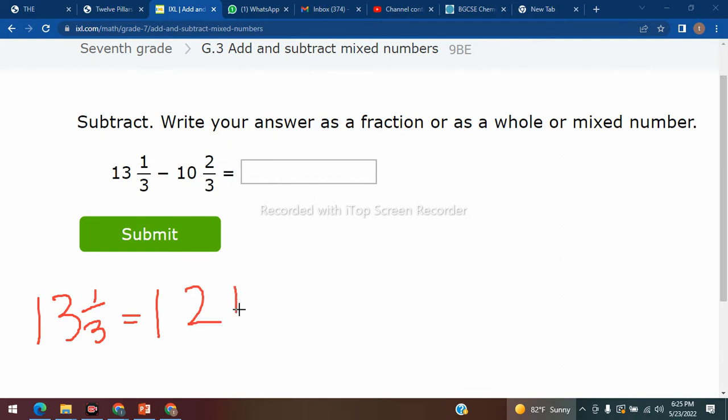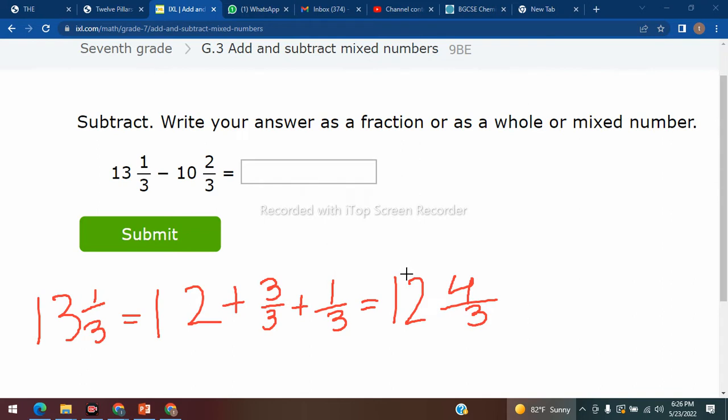What am I going to write plus what? Anyone remember? 3 over 3 plus 1 over 3. Then we add the 3 and the 1. That's going to be 4 over 3. And so what we have now is 12 and 4 over 3 minus 10 and 2 over 3.